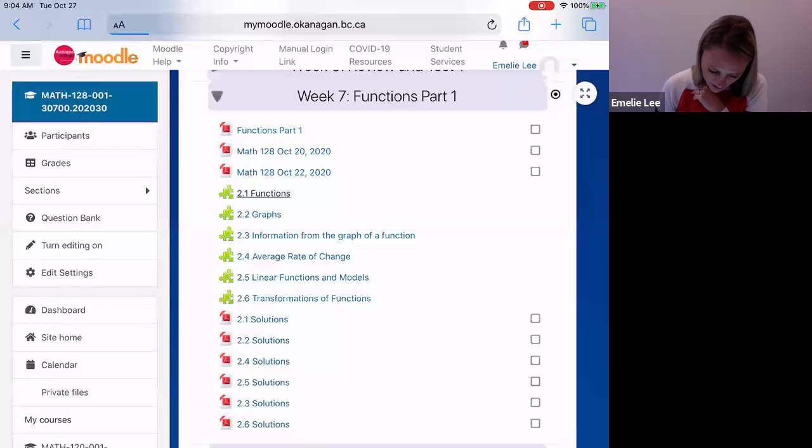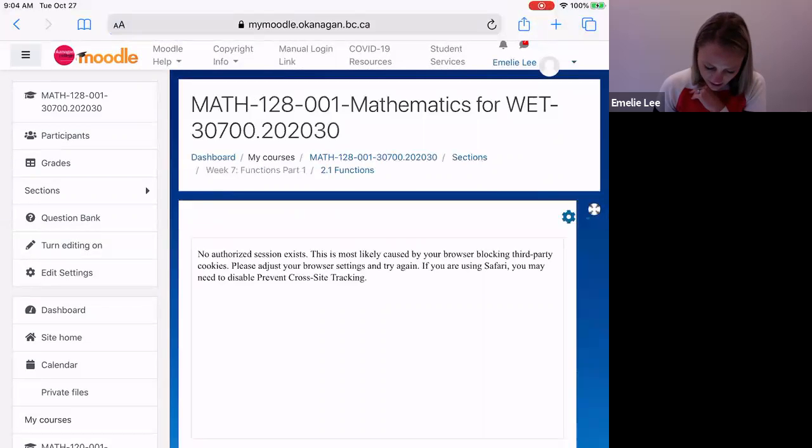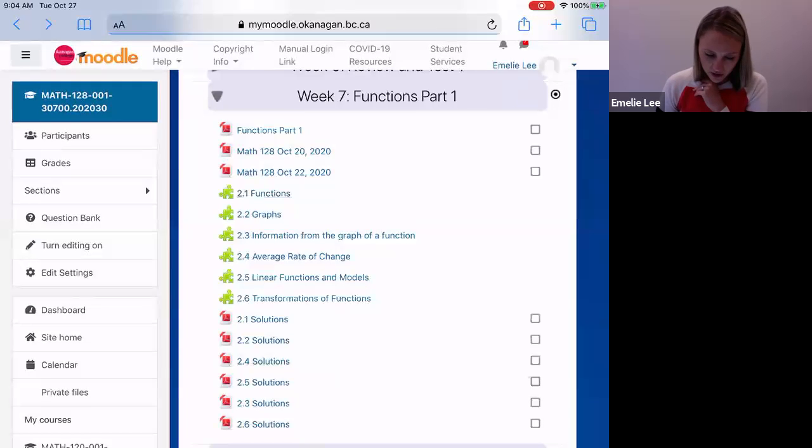I think it does that weird thing where it tells me I don't have an authorized session, but for you guys it worked before, so hopefully those work for you guys. I put the due date as November 3rd, right? Just checking my calendar here. Yeah, Tuesday, November 3rd.